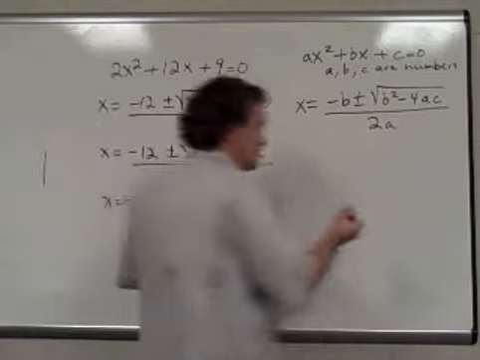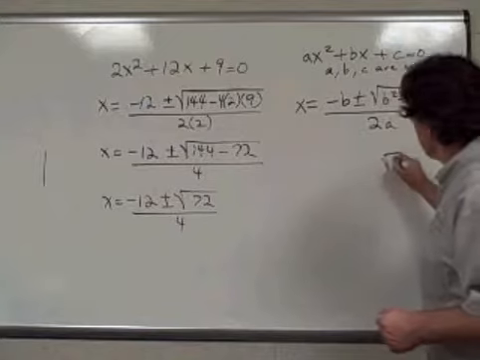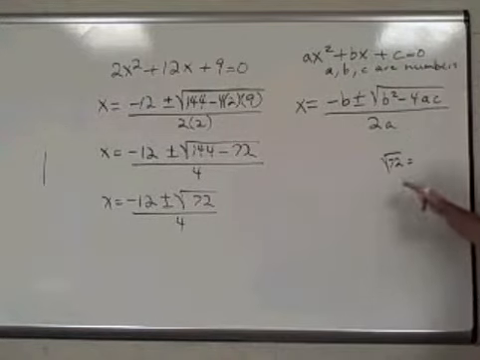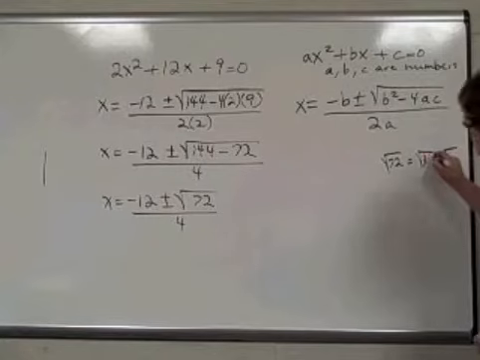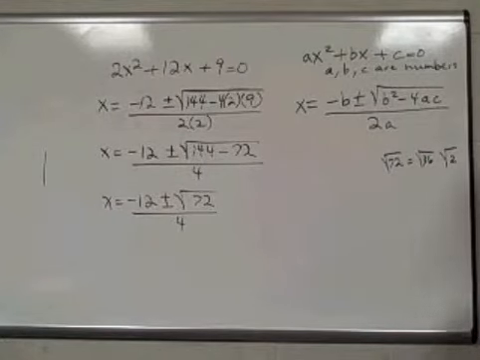So I come over here to the side, I look at the square root of 72. Can I find a perfect square number that's a factor of 72? And actually there are several. And the largest one is 36. If you take the square root of 36, you get the whole number 6. And 36 times 2 makes 72.